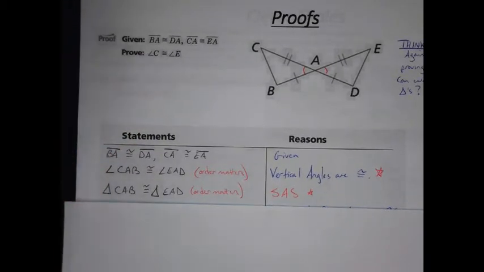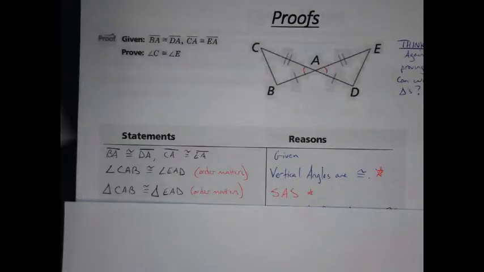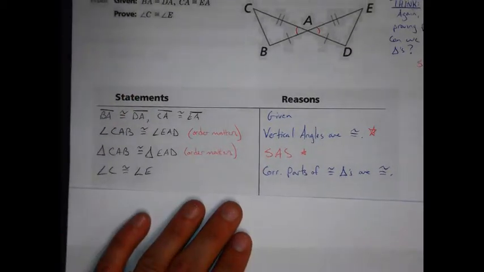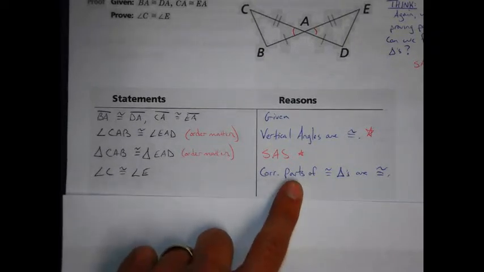Once we have the triangles congruent, now we have all of the parts congruent. Again, the note, corresponding parts of congruent triangles are congruent. So angle C is congruent indeed to angle E. Why? Because corresponding parts of congruent triangles are congruent.